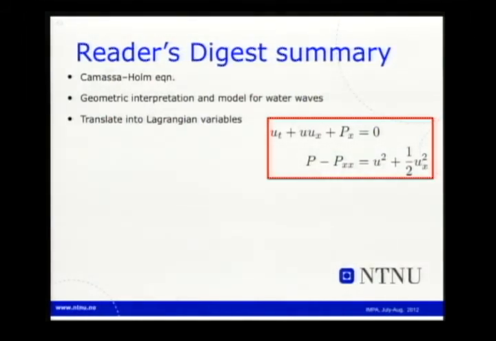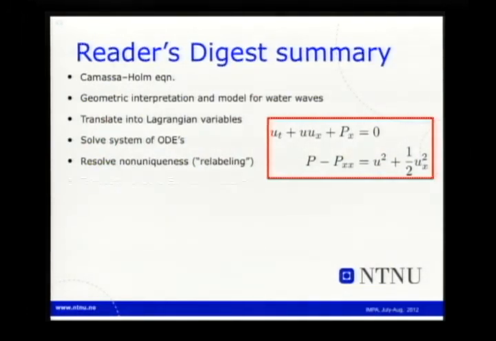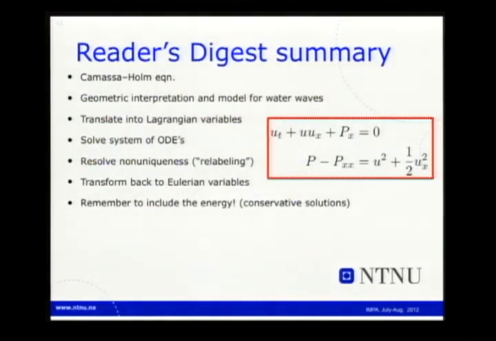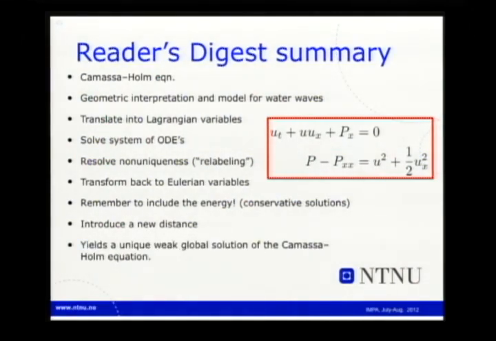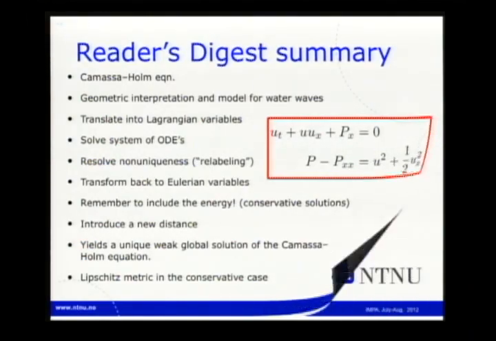The best way, I think, is to translate the whole equation into Lagrangian variables and solve this system. And you have to resolve the non-uniqueness, the relabeling issue, which is intrinsic in the Lagrangian formulation. There's no way around it. It sits there. Then you transform back to Eulerian variables. And you have to include the energy if you want to study conservative solutions. Introduce a new distance, and this will yield a unique, weak, and global solution of the Camassa-Holm equation. And we have a Lipschitz metric in the conservative case. And that's it. Thank you.